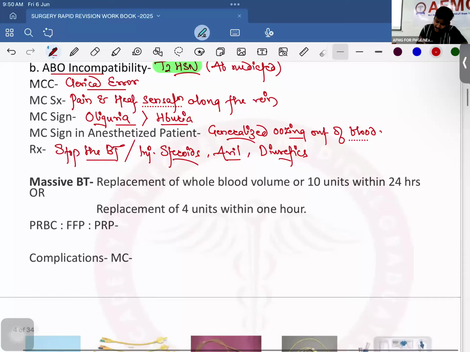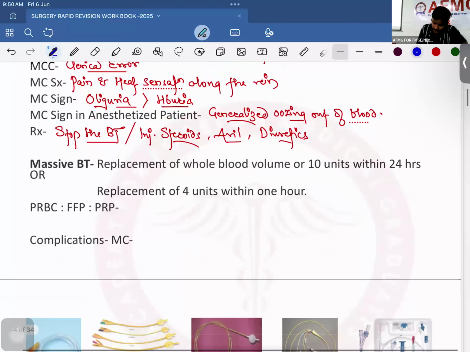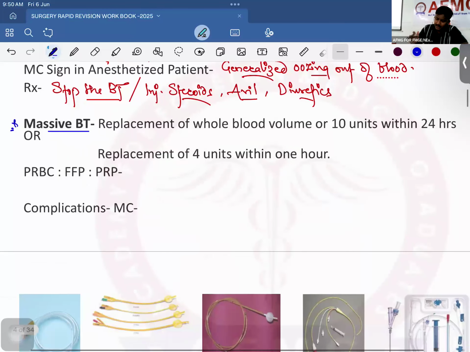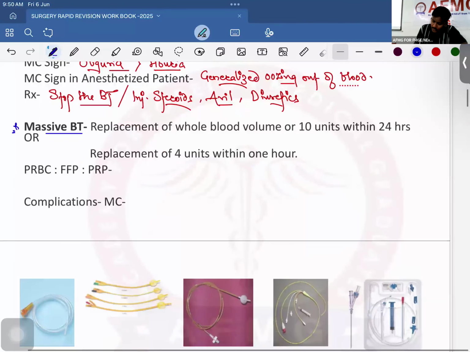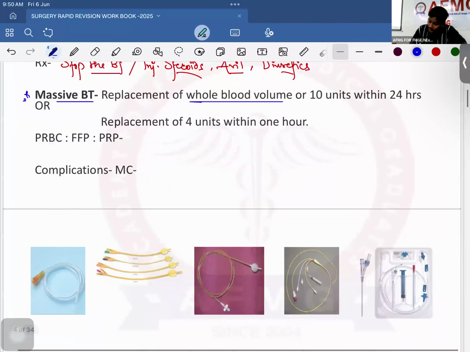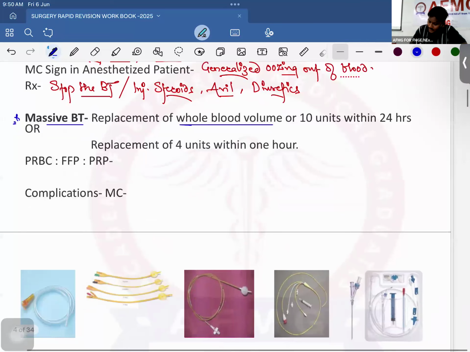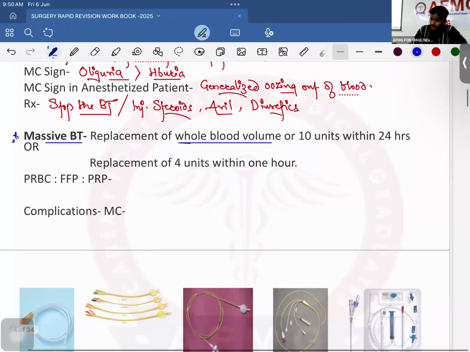Now, what is the definition of massive blood transfusion if they ask you, beta? We know that massive blood transfusion is nothing else but replacement of the whole blood volume, okay, or giving 10 units of blood within a span of how many hours? Within 24 hours. So replacing the whole blood volume within 24 hours or transfusion of 10 units of blood within 24 hours, both are considered massive blood transfusion. Or giving how many units of blood within 1 hour?